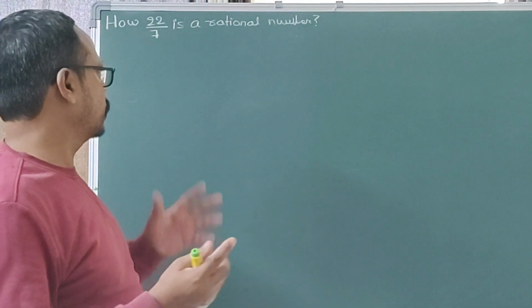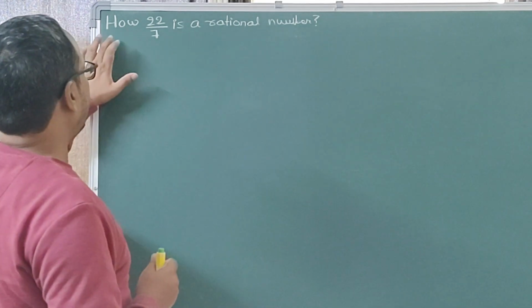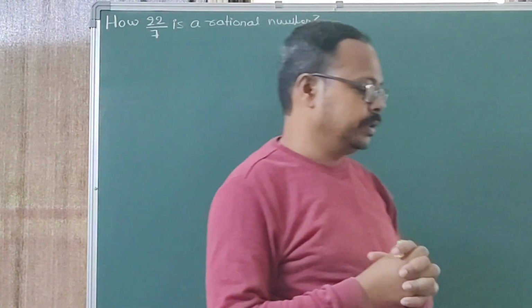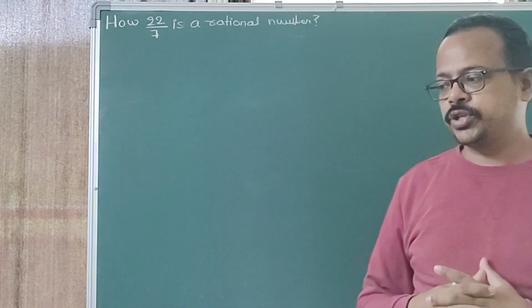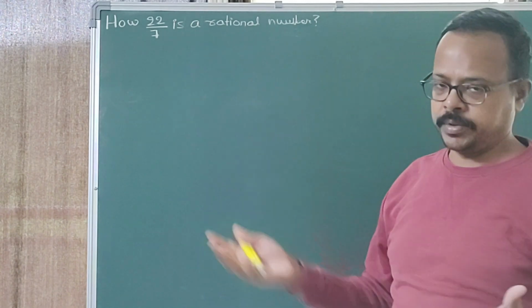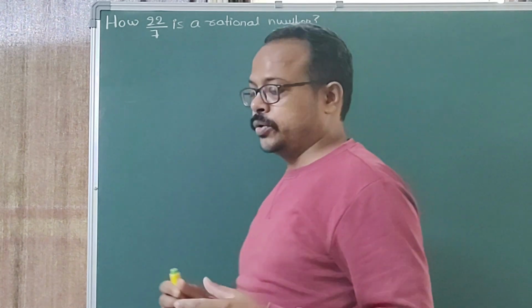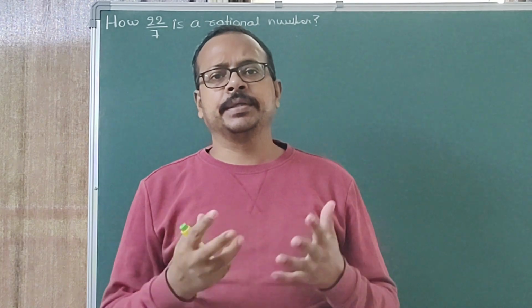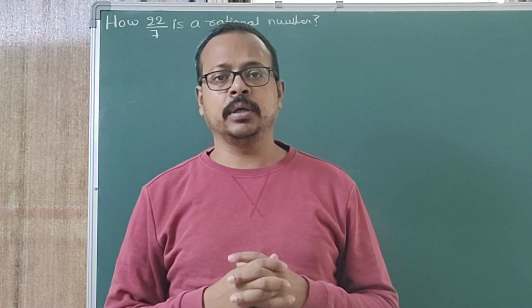Today our agenda is to discuss how 22 by 7 is a rational number. So this is our main question, which we will try to answer: how 22 by 7 is a rational number. Before going to answer that, let us talk about numbers.